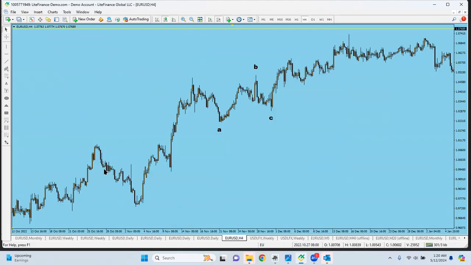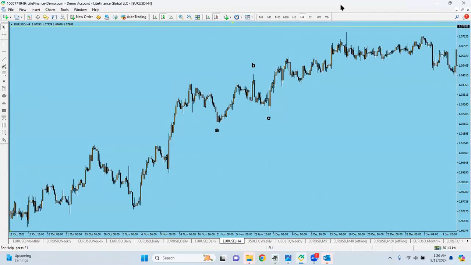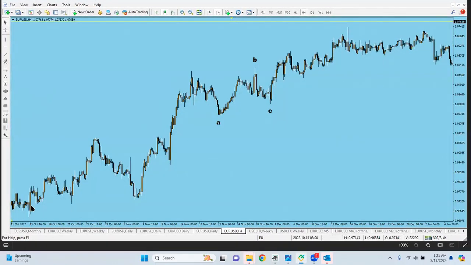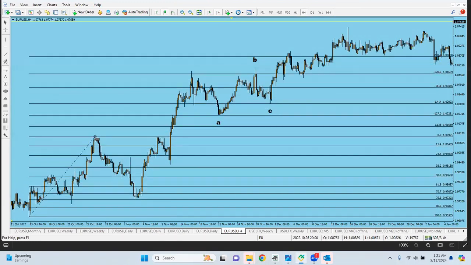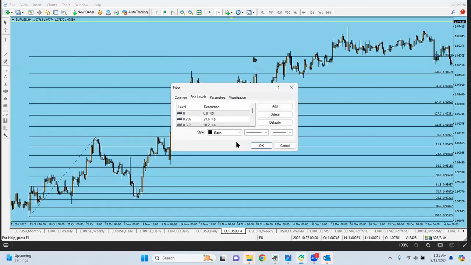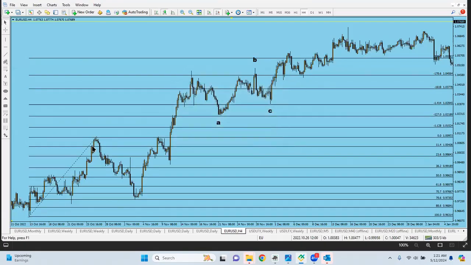If this is wave 1 and this is wave 2, for example, let me see if I can show you here properly. Let's say this is wave 1, this is wave 2, right? Let's measure. Right? So now you measure this, and then you find out that it is bouncing from exactly 78%. So this could be wave 1 and 2, right? Then if this is wave 1 and 2, then we need wave 3 to 1.618.